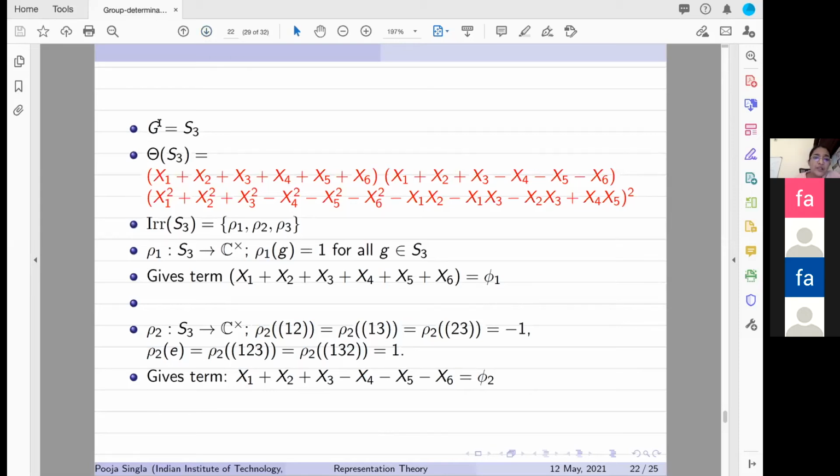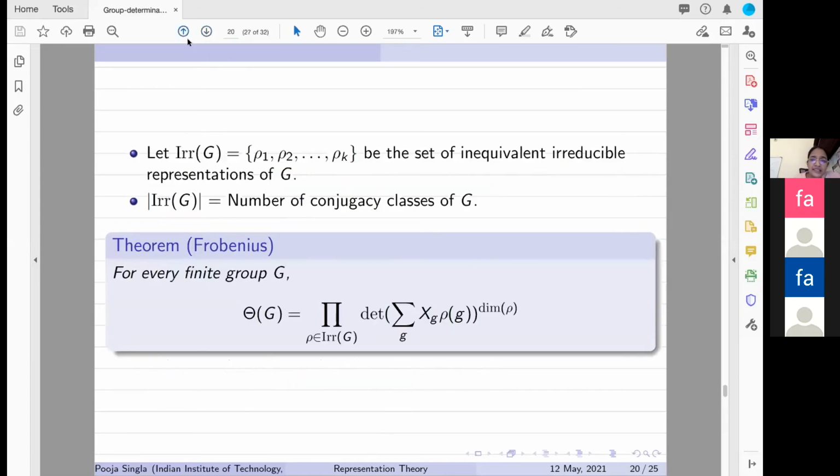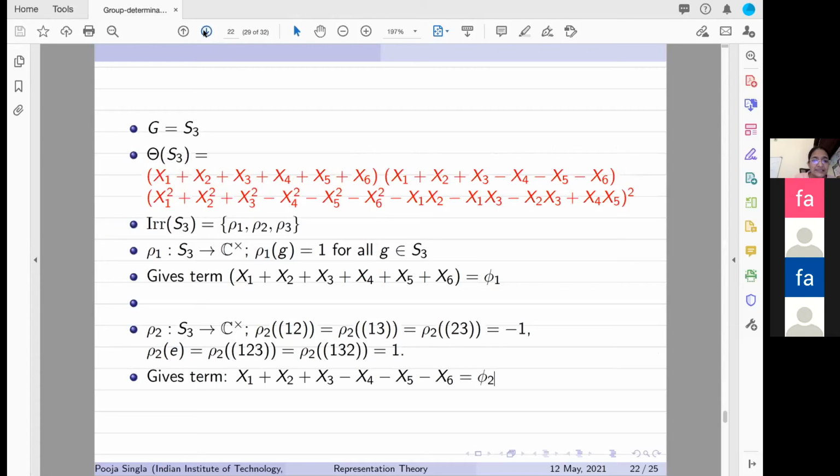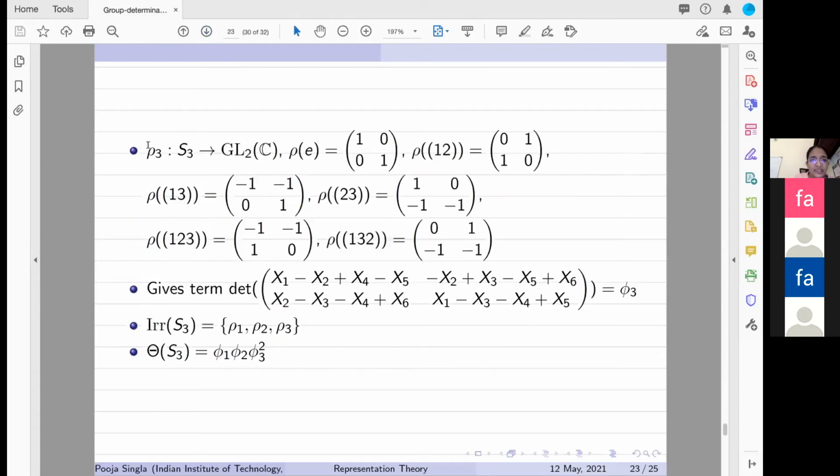Now let's look at another one. If I look at the Frobenius result, if I want to have a degree 2 factor, I must have a 2-dimensional irreducible representation. So let's see that. Now, rho 3, I'm giving you the representation really. I'm giving you the representation here.